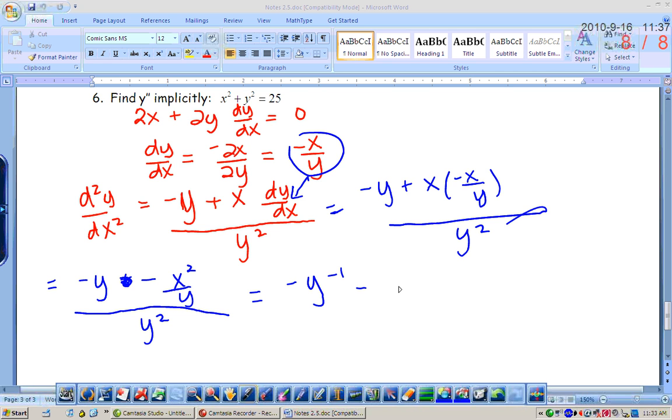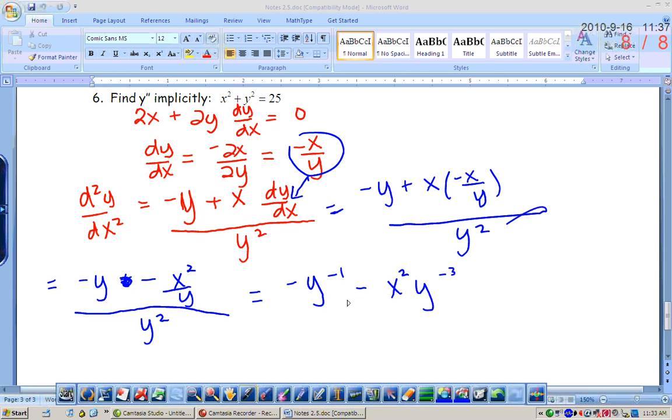And then minus x squared times what? Y to the negative 3, yeah. x squared over y, and then divided by y squared, same thing as x squared over y times 1 over y squared. So x squared over y cubed, or x squared times y to the negative 3.